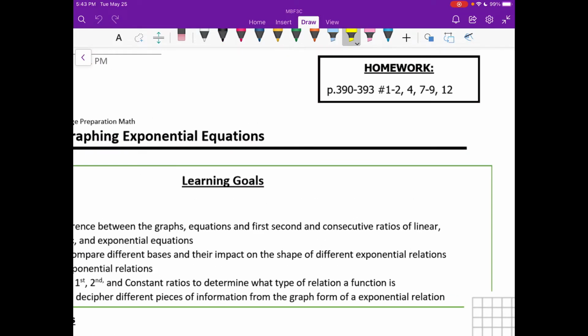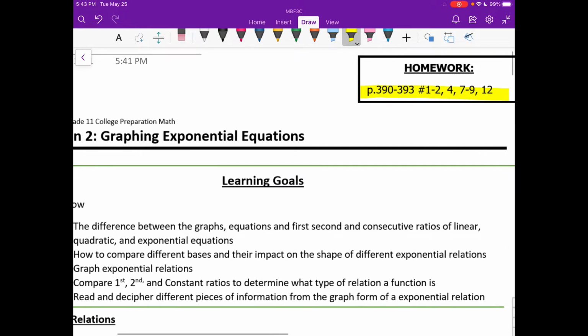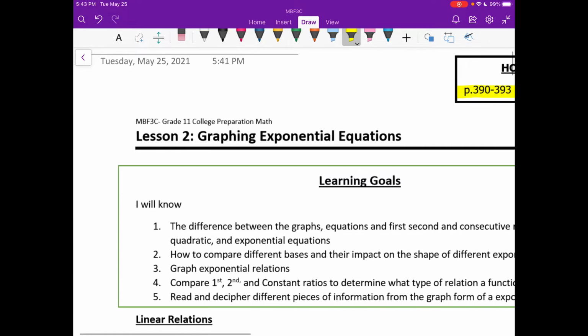Your homework is listed here at the top as always. I actually went and highlighted the questions you should do in your worksheet as well, but it's going to be pages 390 to 393. They're the ones that are just posted. Questions numbers 1 to 2, 4, 7 to 9, and 12.